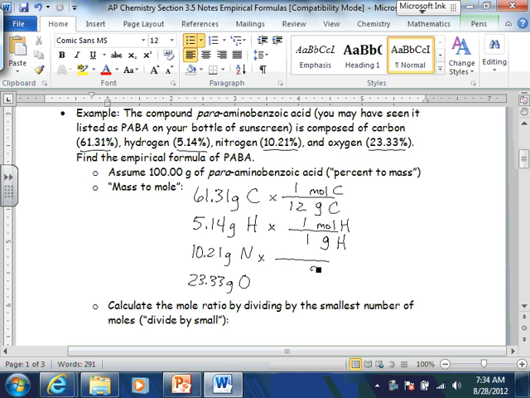For nitrogen, it's about 14 grams in one mole. And for the oxygen, it's 16 grams in one mole. So that's going to give us the number of moles of each of these. And once we do this, it's going to give us about 5.11 moles of carbon, sorry. It's going to give us 5.14 moles of hydrogen.